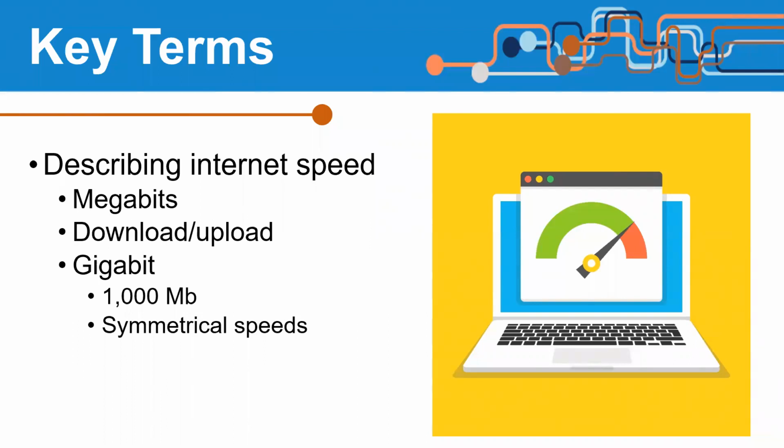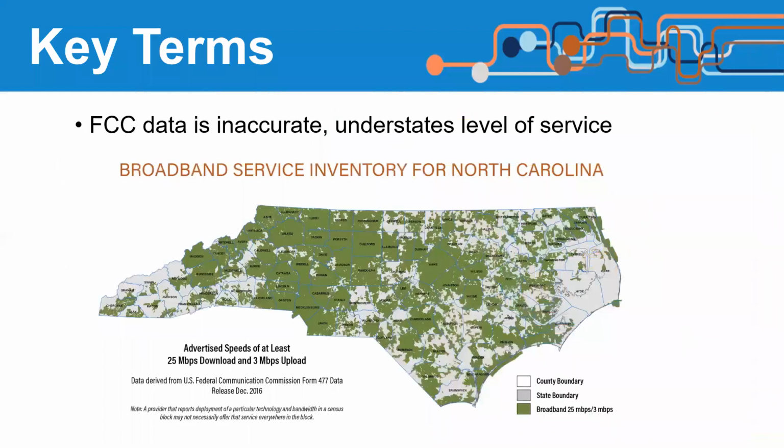So that's why there's a lot of focus on gigabit speeds. 1 gigabit is 1,000 megabits. And when we say that the speeds are symmetrical with gigabit, that means it is the same download and upload. These are very fast speeds if you get gigabit service.